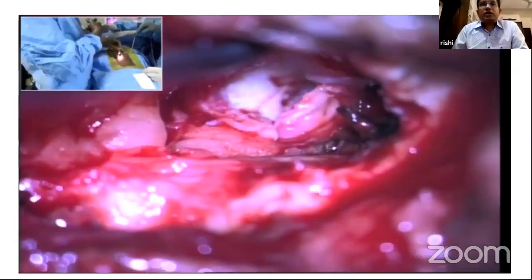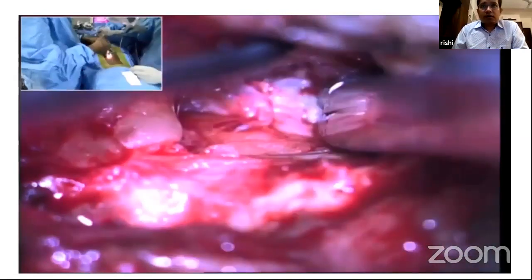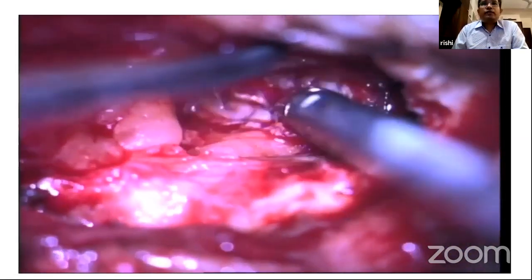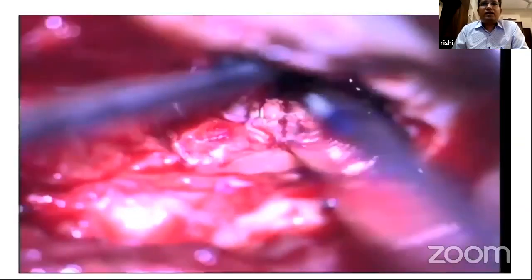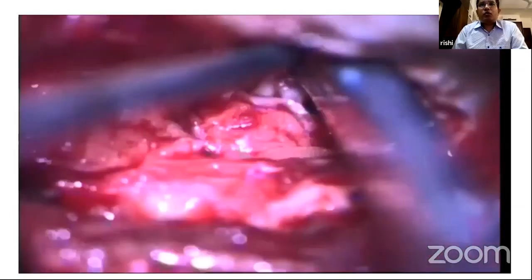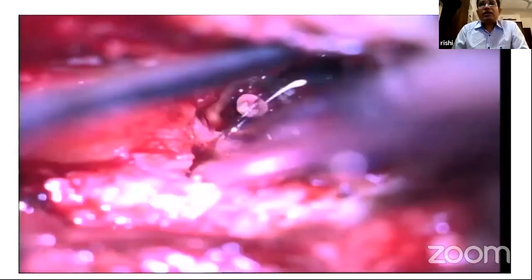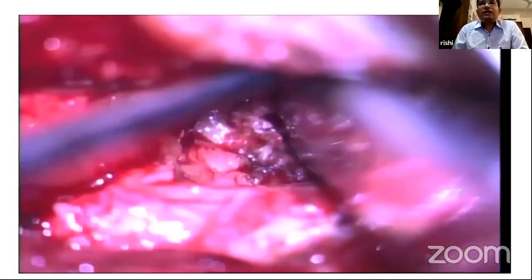So this is the stage of the sequestrectomy where all the fragments which have extruded from the nucleus pulposus are coming out. So I am protecting the nerve root and the thecal sac with the small probe. And then whatever the remaining free fragments which are left inside the annulus are now removed using the forceps. We don't need to remove the entire disc.